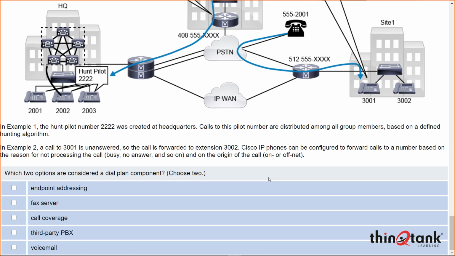So which 2 options are considered a Dow Plan component? Endpoint addressing definitely would be one of those components. Fax server is just really, obviously a piece to a phone system, but it's not really a Dow Plan element. Call coverage would definitely be a Dow Plan element. And again, a third-party PBX integration or voicemail system would be just, again, another example of a component of a phone system, but not necessarily part of the Dow Plan.